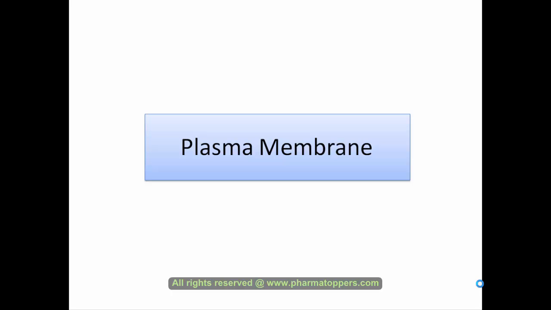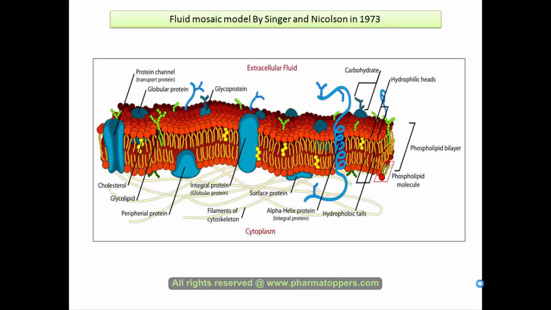It is a model in which the membrane is viewed as a quasi-fluid structure in which the proteins are inserted into the lipid bilayer. It describes both the mosaic arrangement of the proteins embedded throughout the lipid bilayer as well as the fluid movement of the lipids and the proteins alike. As you can see here in this figure, it is the lipid bilayer with integral proteins and the carbohydrate.